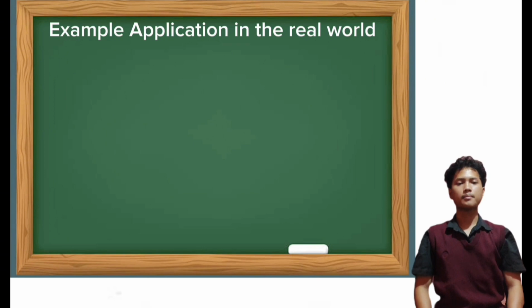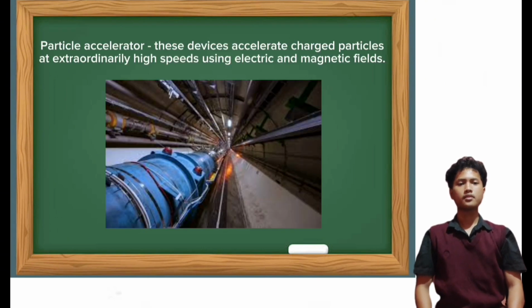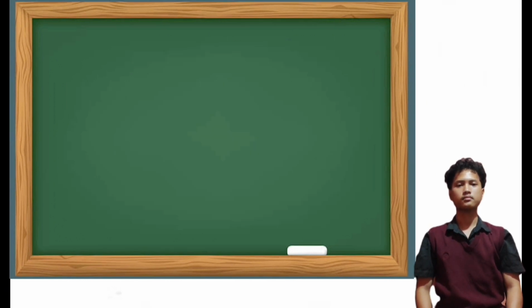Here are some example applications in the real world. Particle accelerators. These devices accelerate charged particles to extraordinarily high speeds using electric and magnetic fields. Televisions. The visuals you see on your screen are produced by the manipulation of electrons in a cathode ray tube, or CRT, by magnetic and electric forces.